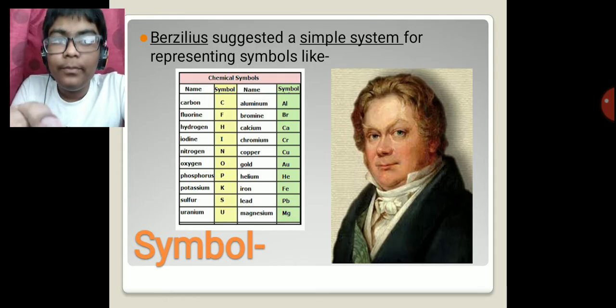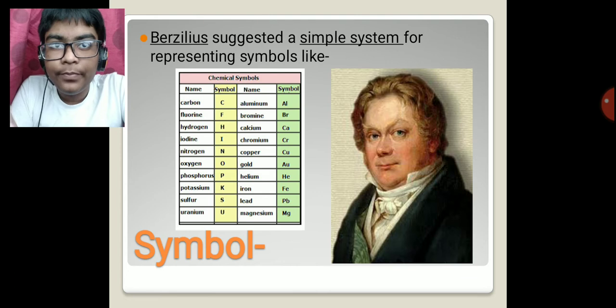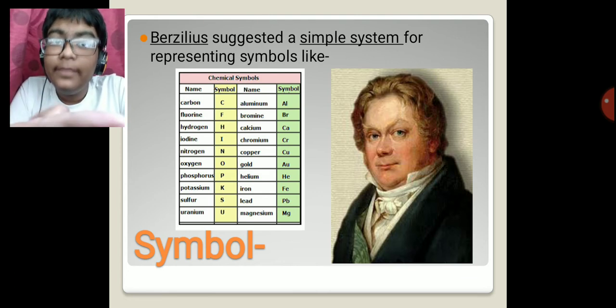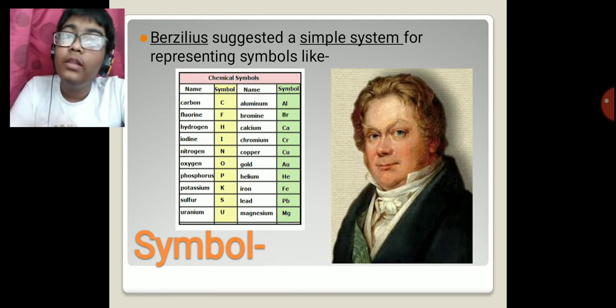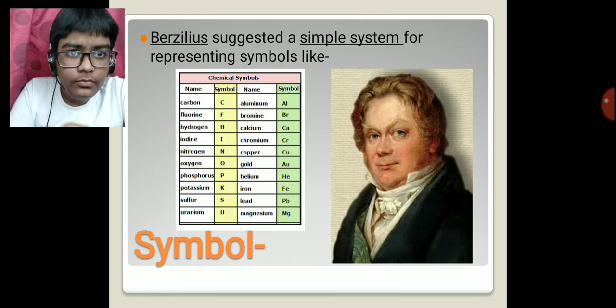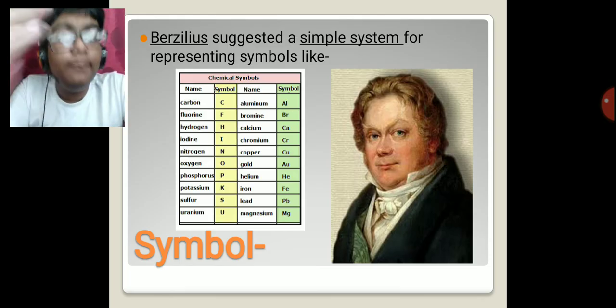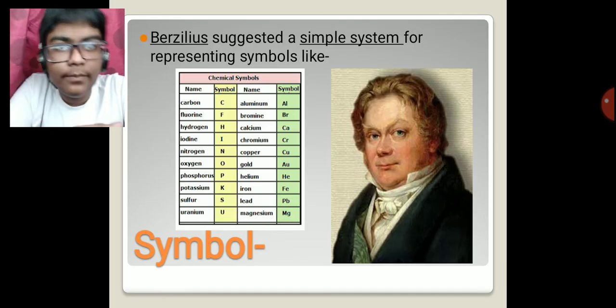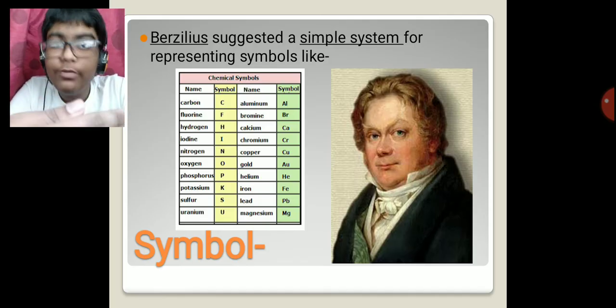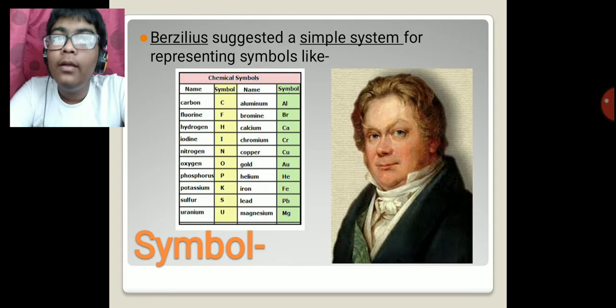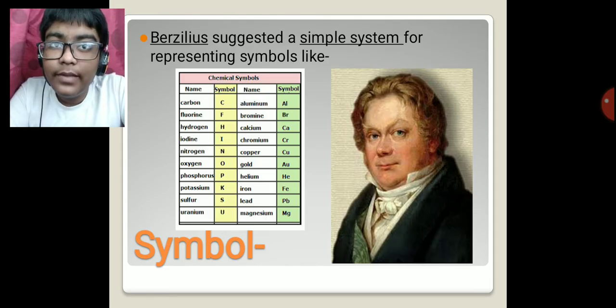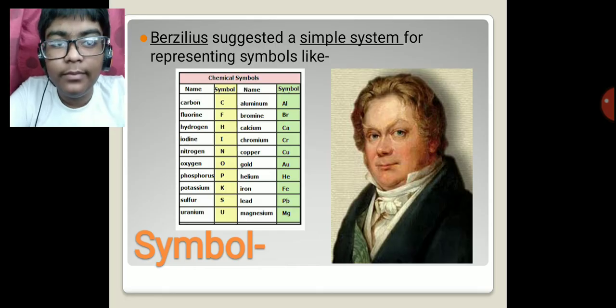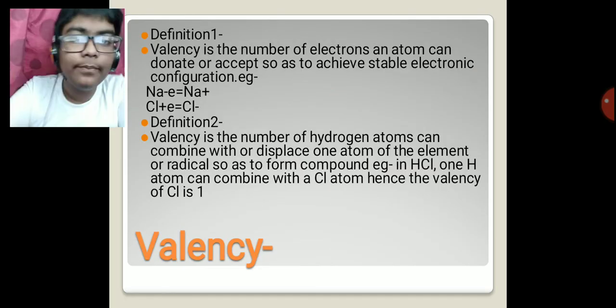Like copper is the English word, but its Latin name is cuprum, and therefore the symbol is taken as Cu from cuprum. It's done like that. Gold, English word, Latin name Aurum, symbol Au. Silver, argentum is the Latin name and Ag is taken as the symbol. So it's done like that.